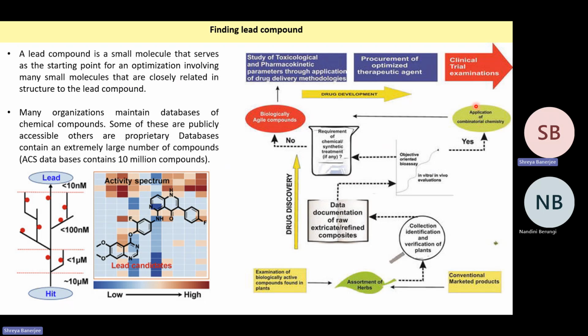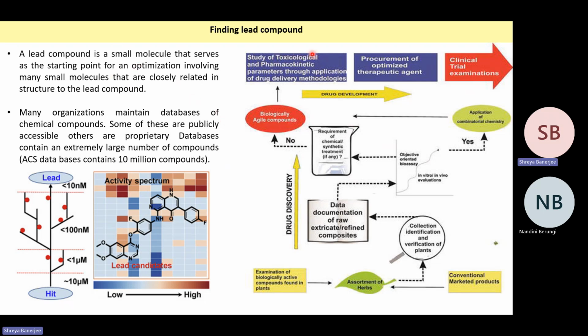Sometimes combinatorial chemistry is also used. So what is that? Suppose you have one molecule which has a property of reducing fever and another molecule which has a property of increasing immunity. You can combine these two molecules to get a combinatorial molecule which has the property of both these molecules. So sometimes, depending on what function we want, combinatorial chemistry is used to build the initial lead molecule.